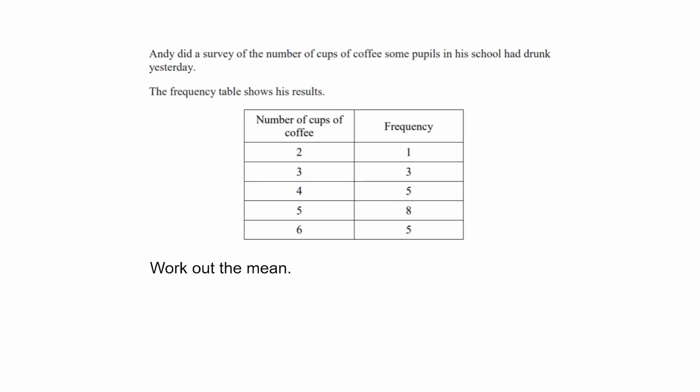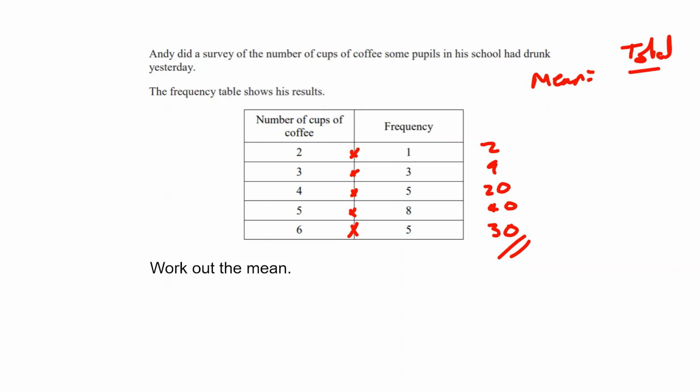Another thing to do with averages is to be able to work out a mean or mode or median from a frequency table. So this question is looking for the mean. Now what we do with this one is we're going to multiply the number of cups by our frequency. So if we multiply that across, we're going to get 2, 9, 20, 40, and 30. Now if we add those up, that will give us our total. So remember, we're talking about mean equals total divided by n.